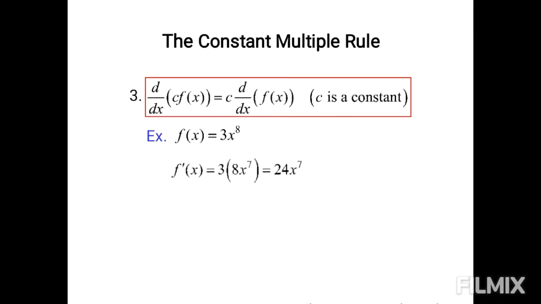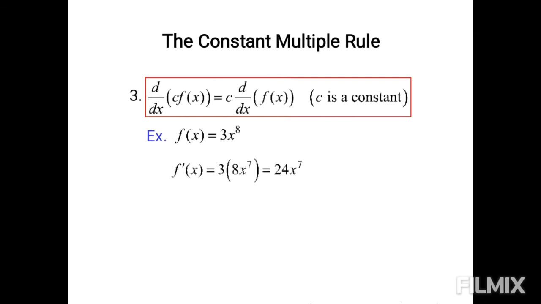Now, here's what we're going to do, just like what we have in the power rule. On this one, we need to multiply the original exponent 8 to our base x, so that's why we have 8x. And then subtract 1 from the exponent 8. That's why we only have 7. And then multiply it with our constant 3. That's why we have this answer.